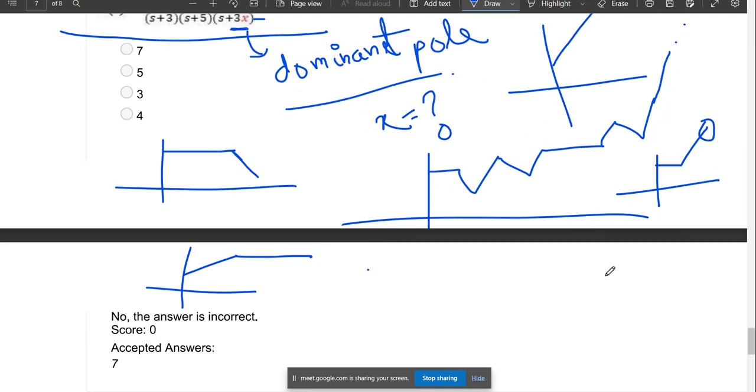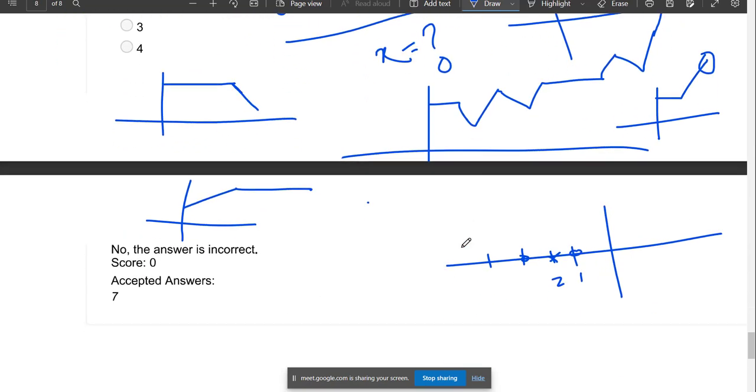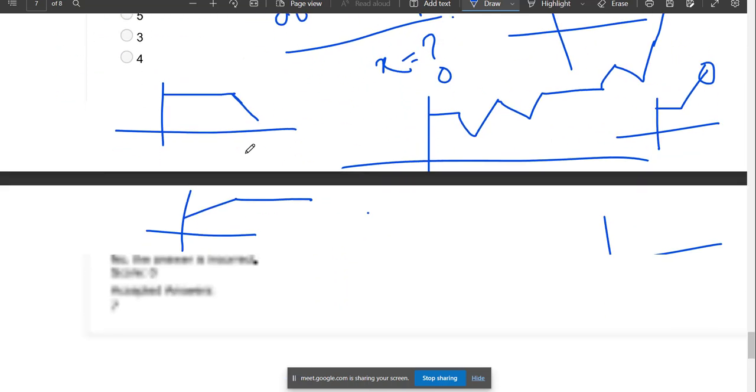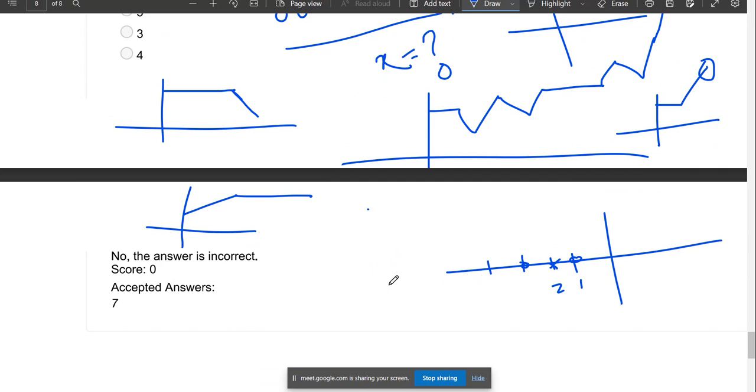See, let's say 1, 2, something like this. Here a 0 is here, then a pole, then a 0, something like this is going on, right? So the nearest pole will be the greatest if we are not given the dominant pole. If the value of the dominant pole is not given, but all the others are given, then here the highest value is 5. So 5 is the nearest pole to the dominant pole.